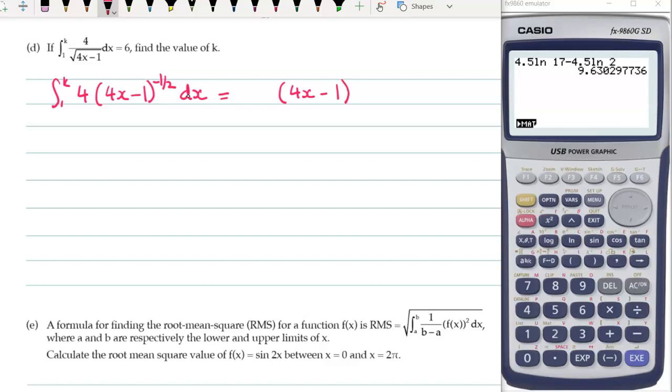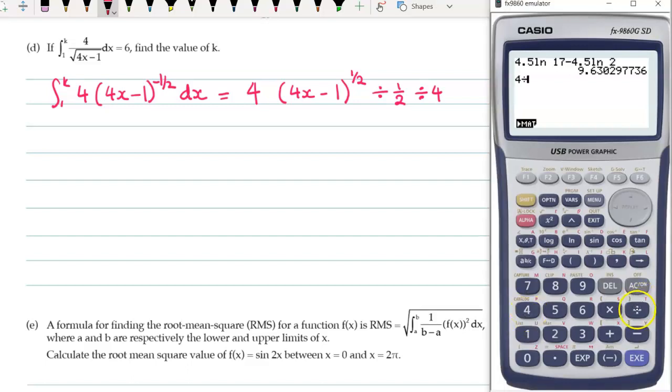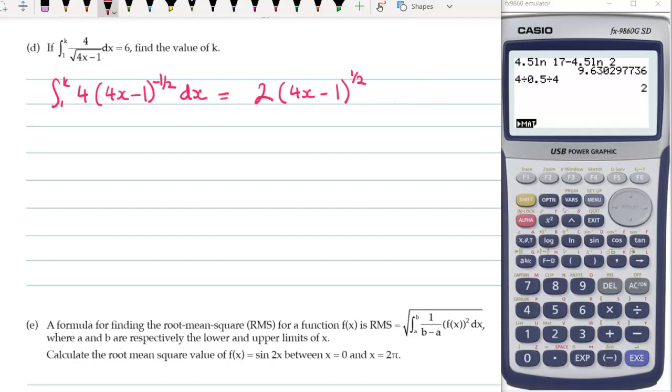If I increase the power by 1, I get a half. I need to divide by the new power. So we had a 4. We're going to divide by the new power. We also need to divide by the number that's inside because we're doing reverse chain rule, so divide by the derivative of the inside. Now 4 divided by a half divided by 4 is going to be a 2, so this becomes a 2 at the front just here. We're going to put in the limits of 1 to k and set that equal to 6 from what we had in the question.